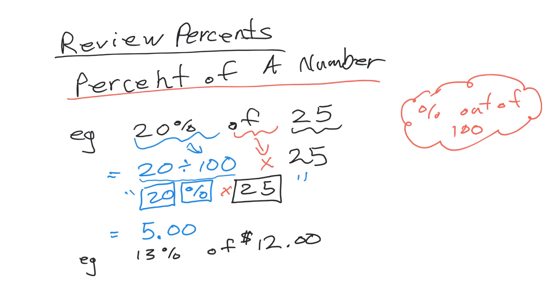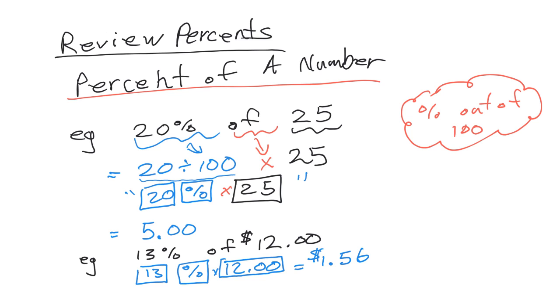Give me a decimal place to 3 decimal places. When you write 13 on your calculator, then hit the percent button and hit times 12, you're going to get a final answer of $1.56. And we're done.